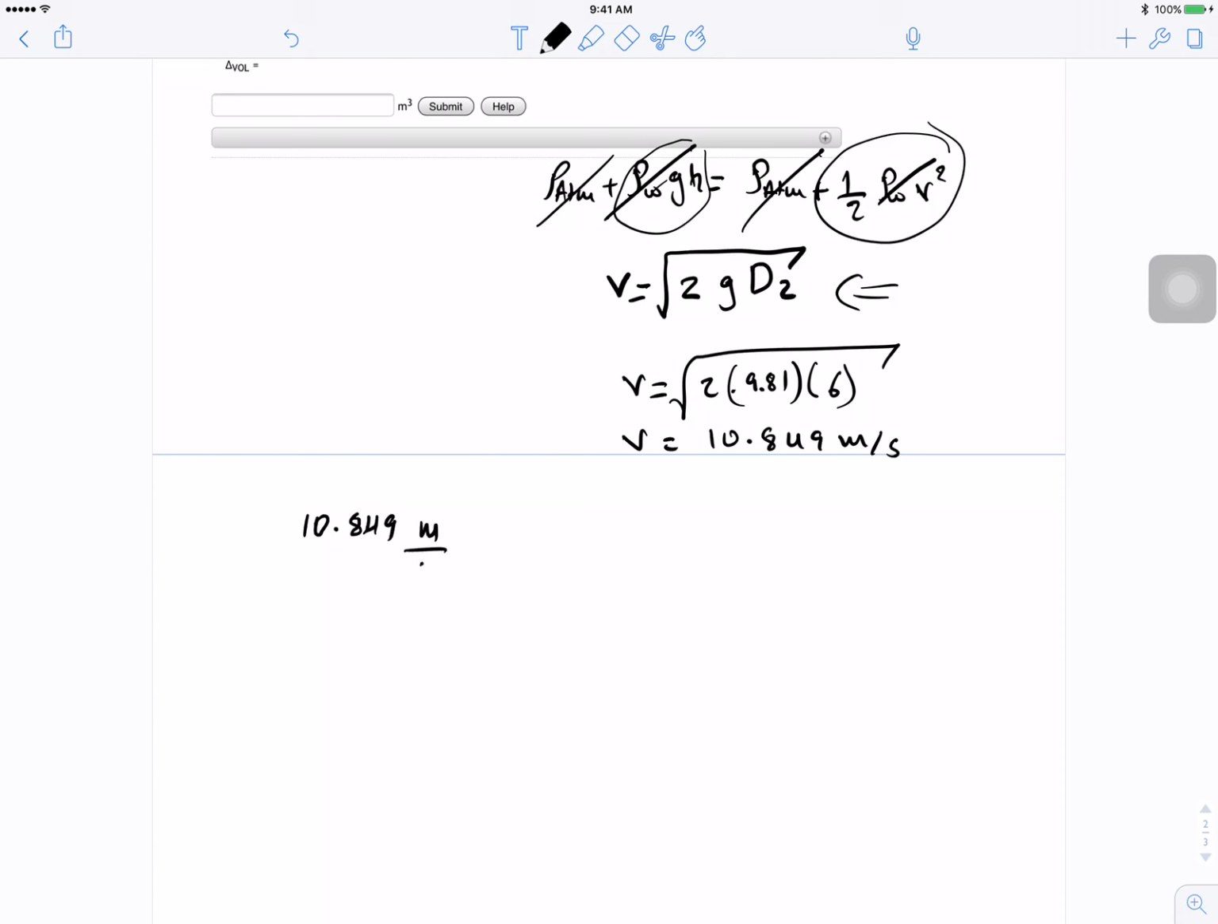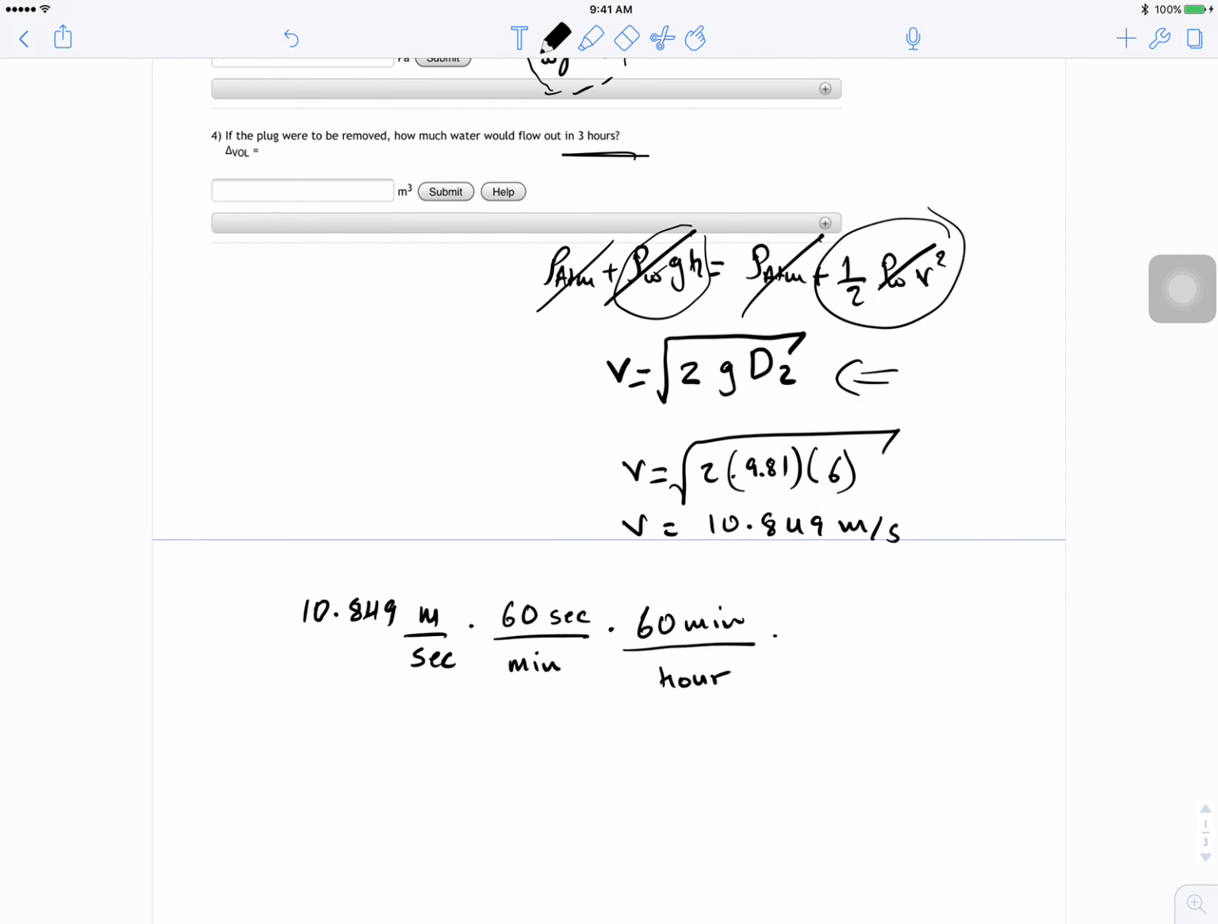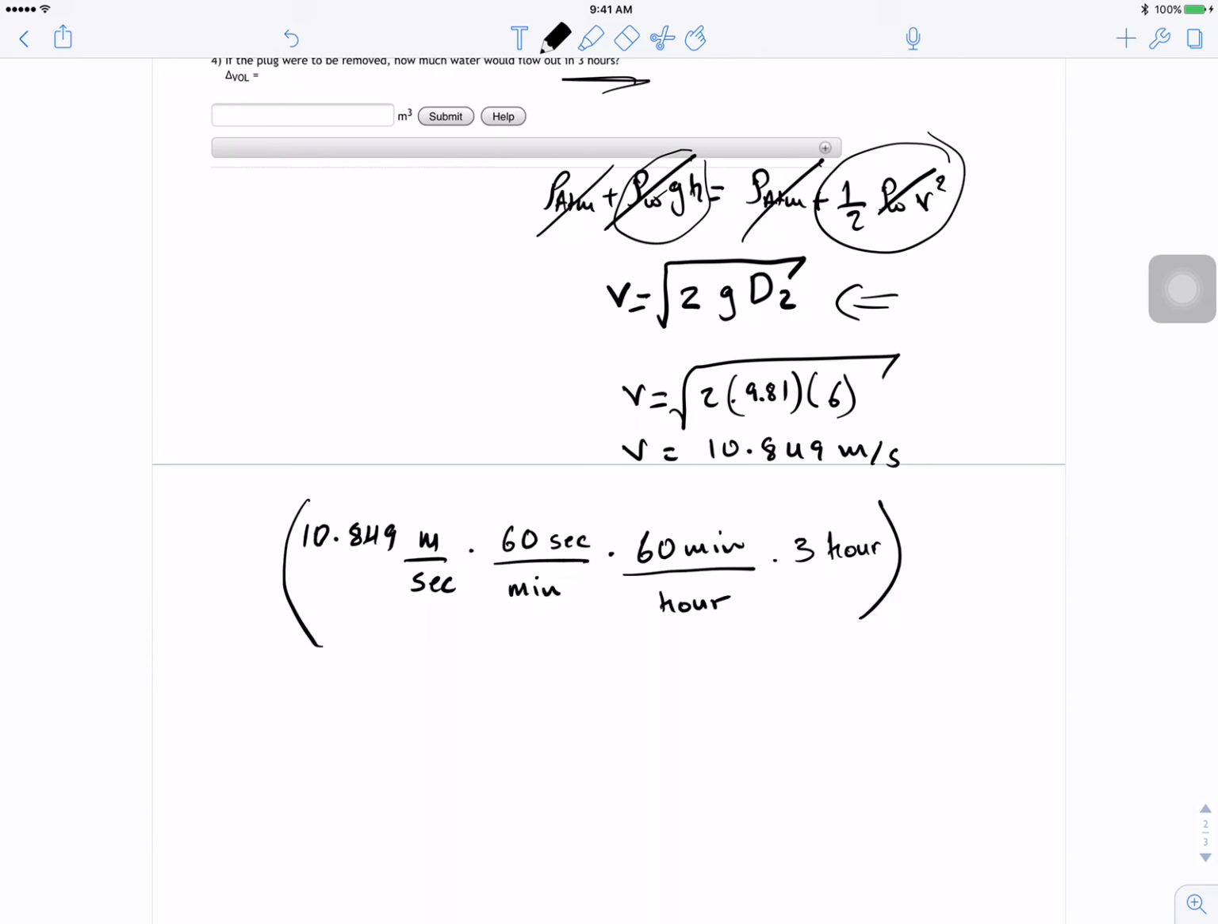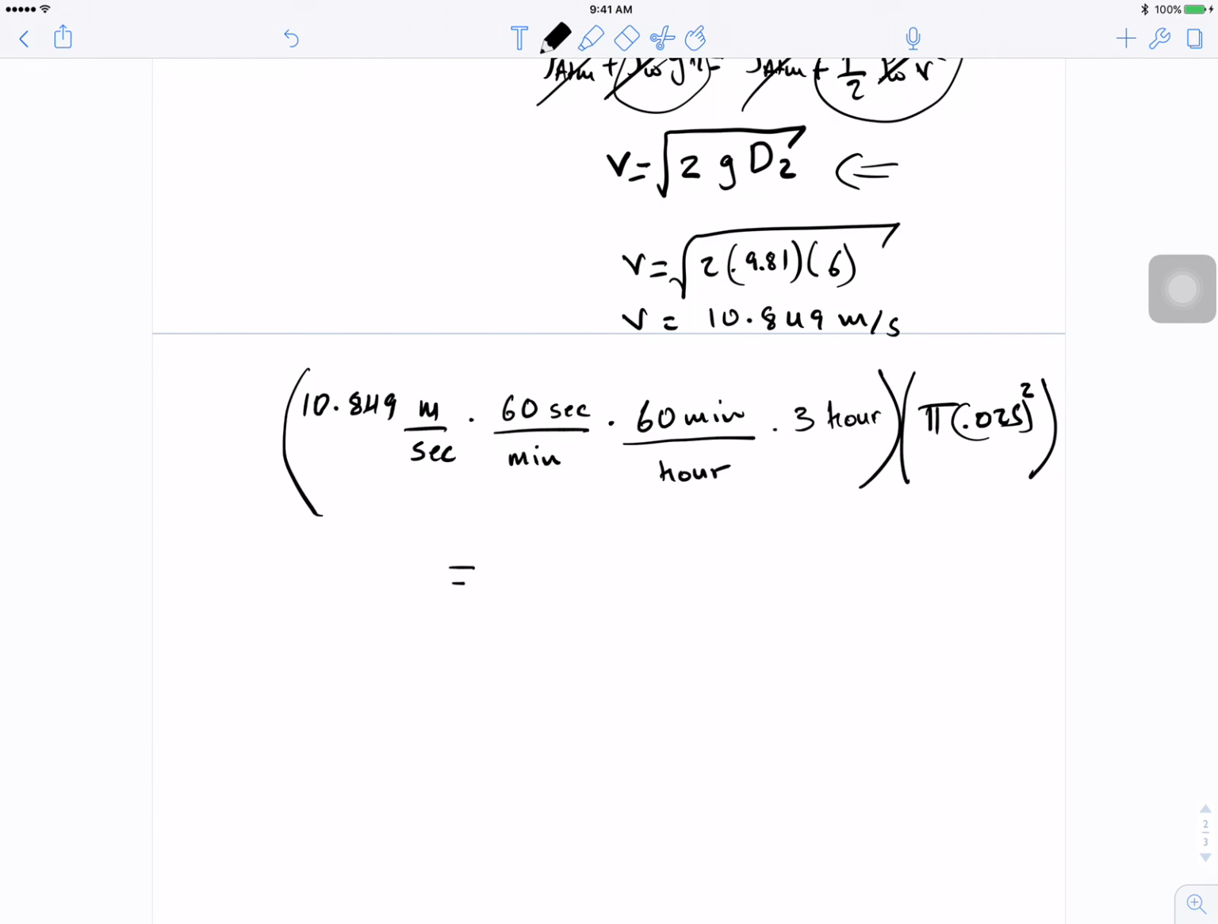Right now we're going to do some math to change this, so 10.849 meter per second, multiplied by 60 seconds divided by minute, times 60 minutes divided by 1 hour, times, and they want 3 hours, times 3 hours. Alright, so this will give us the value, the velocity in meter per hour, and then we multiply it by the area. So the area is pi times 0.025 squared. Okay, so for this I got 230 cubic meters of water.